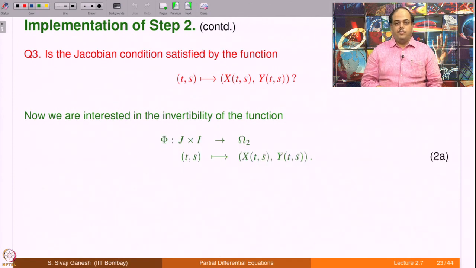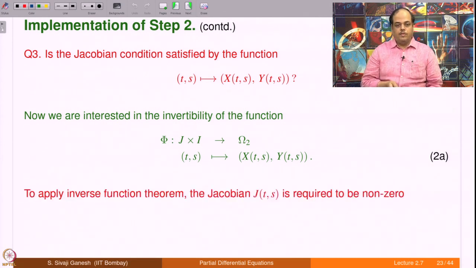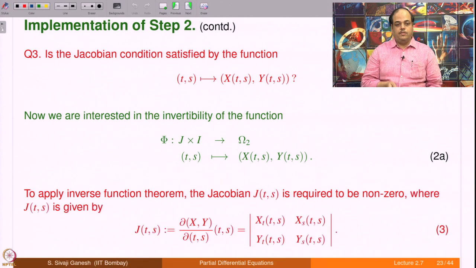We are interested in the invertibility of this function, right? So, we have to compute the Jacobian. The inverse function theorem says compute the Jacobian, and that should be non-zero. The Jacobian is this. Now, we have to compute x_t, y_t, x_s and y_s at the point (t, s).